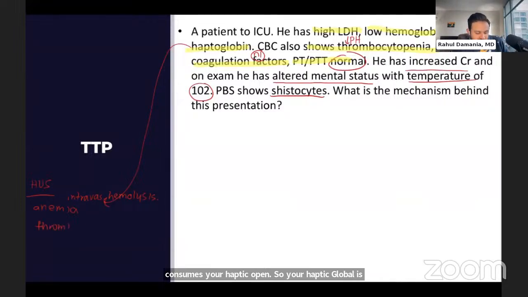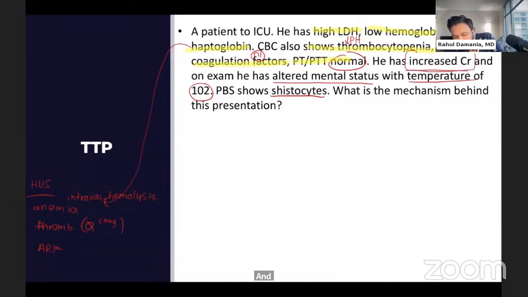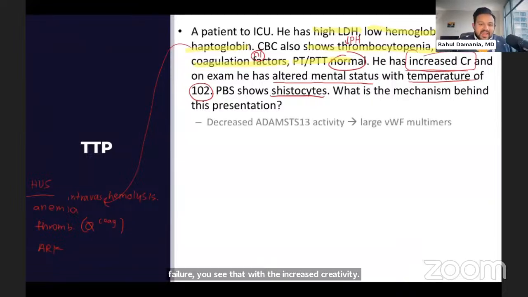Thrombocytopenia, absolutely. Remember that this is going to affect only primary hemostasis, not secondary. So you are going to have a normal coag profile. And then anemia, thrombocytopenia, and acute renal failure, you see that with the increased creatinine. But then you have fever and altered mental status. And the mechanism here is going to be low ADAMTS13.